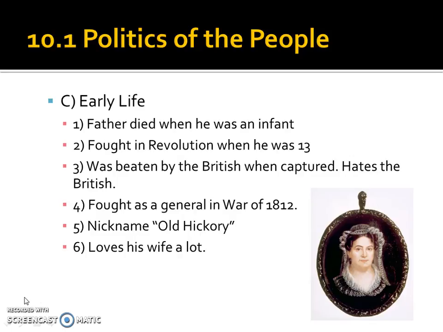So his early life. His father and mother died when he was really young, and he was an orphan. He ended up fighting in the American Revolutionary War at age 13. And when he was captured, because he was a runner for some of the spy rings, the British actually beat him. And this is why he has a big old scar on the side of his face. So his hatred for the British is very, very strong.